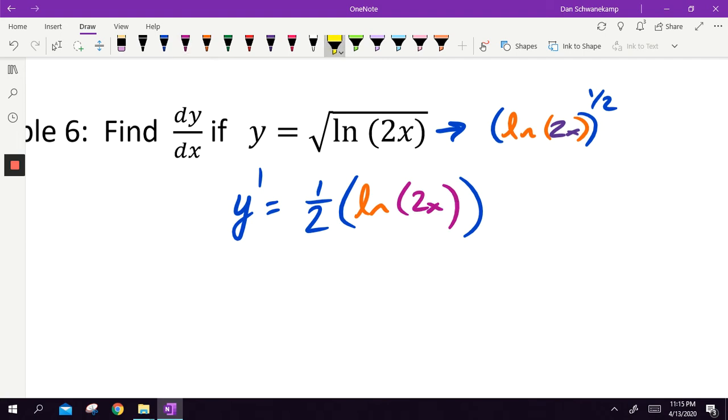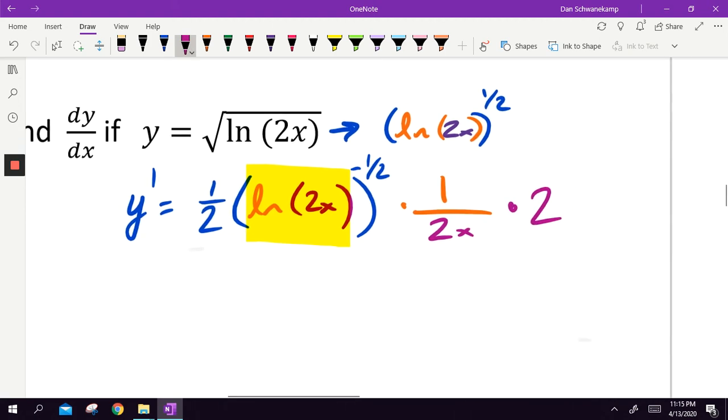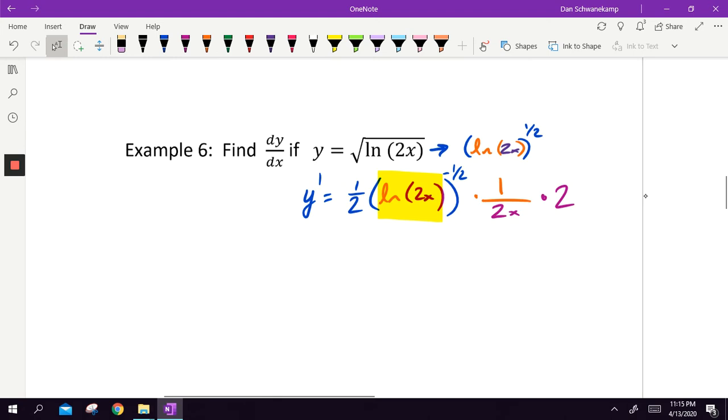Cool. I took the derivative of the outside. Oh, I forgot to subtract 1 from my exponent, so now it's negative 1/2. Now I'm going to take the derivative of the inside. So what's the derivative of natural log? The derivative of natural log is 1 over the baby times the derivative of the baby. What's the derivative of 2x? It would be 2. You can see that this 2 and that 2 are going to cancel. There's a whole lot of craziness that could go on there, but I'm going to leave it like that. That's my answer.